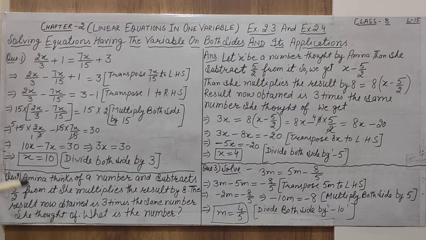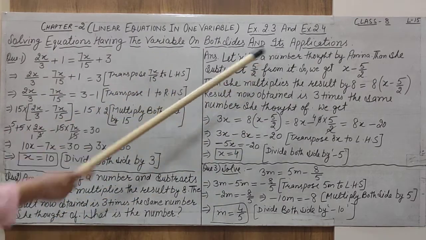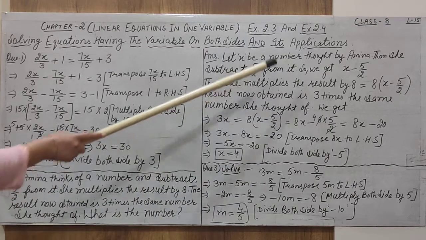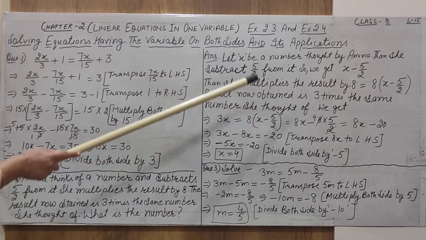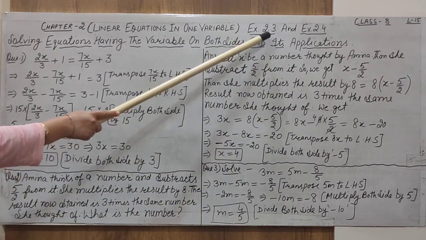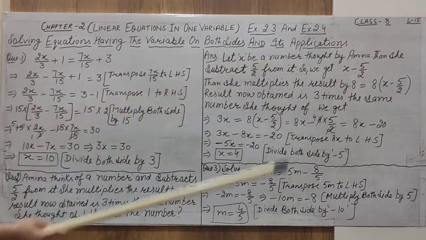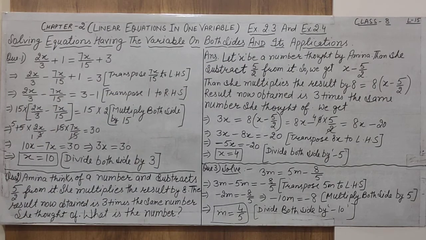So you have to do more and more questions related to this type, so that you have more and more understanding of solving equations having variables on both sides and their application. These questions are related to exercises 2.3 and 2.4. So the homework for your week is to do exercise 2.3 and try to do the examples and exercise of 2.4.